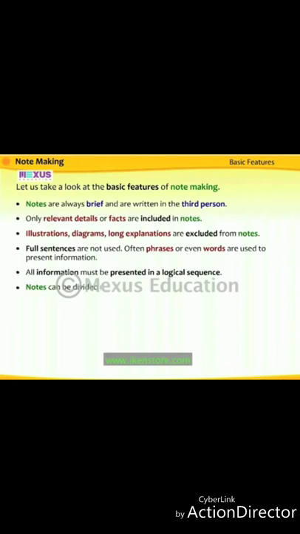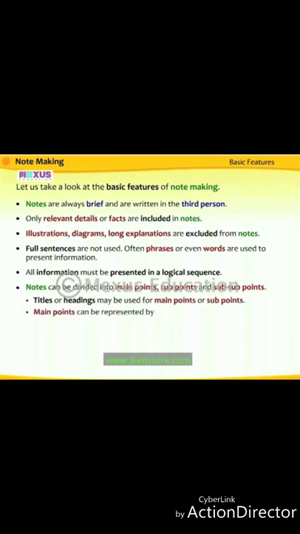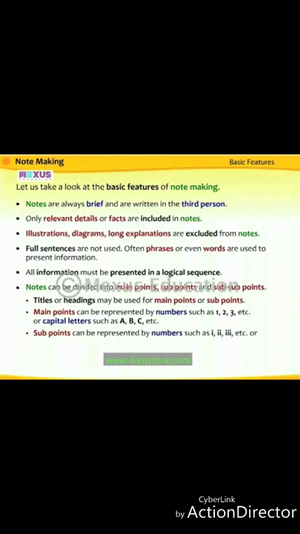Notes can be divided into main points, sub-points and sub-sub-points. Titles or headings may be used for main points or sub-points. Main points can be represented by numbers or capital letters. Sub-points can be represented by numbers or lowercase letters. Sub-sub-points may be represented in the following way.